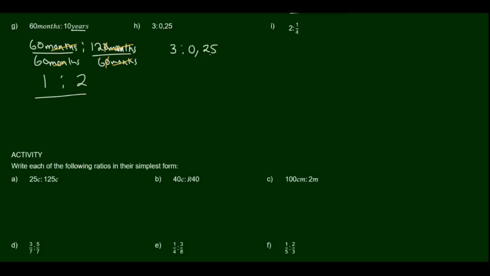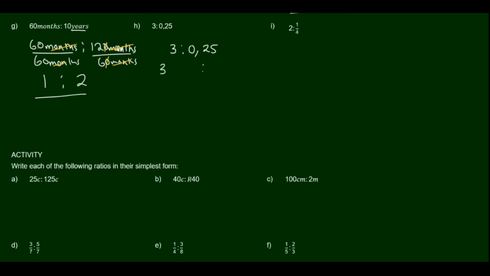Just check the number of decimal places. There are 2. If there are 2, use a power of 10 with 2 zeros, in this case 100. If there's 1, use a power of 10 with 1 zero, which is 10. If there are 3 decimal places, use a power of 10 with 3 zeros, which will be 1000. So here we have 2 decimal places, so we're going to use 100.